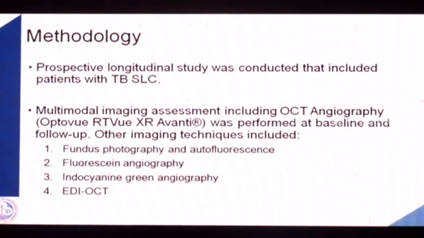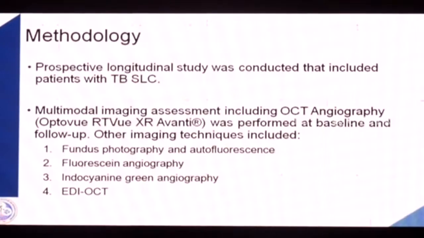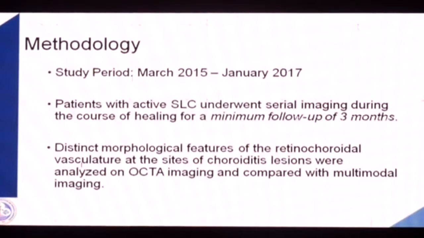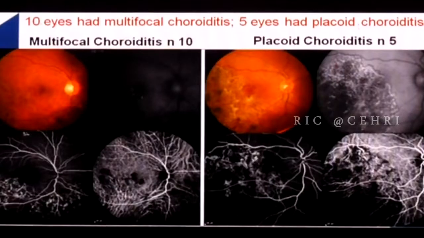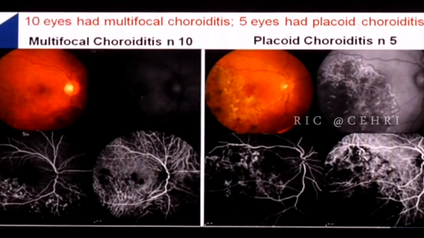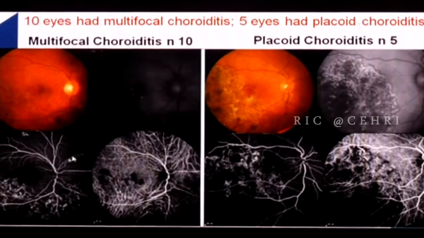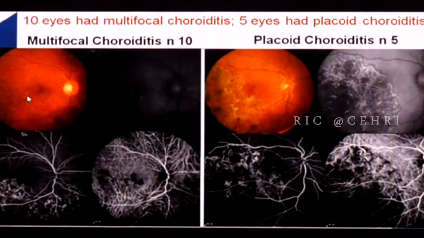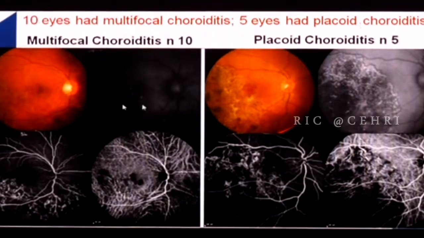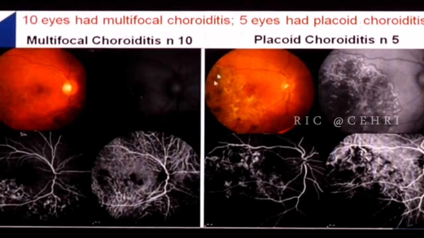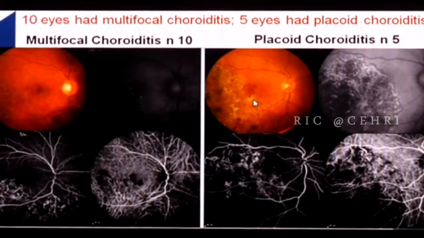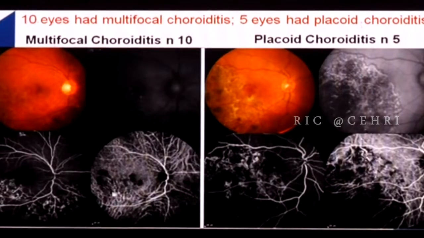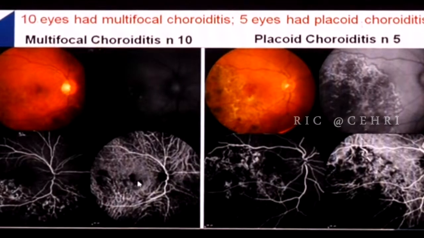So we did a prospective longitudinal study which included patients with TB serpiginous-like choroiditis, and we did multimodal imaging. So I'm going to just show you some of the highlights of that study, which is already published in Retina. So we had 10 patients that had multifocal variety of choroiditis and 5 patients that had this placoid kind of choroiditis. Now, let's look at the ICG.